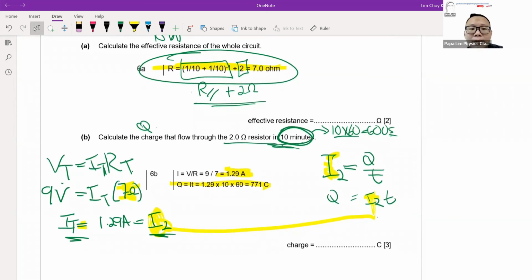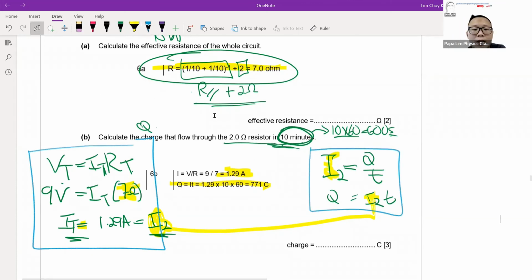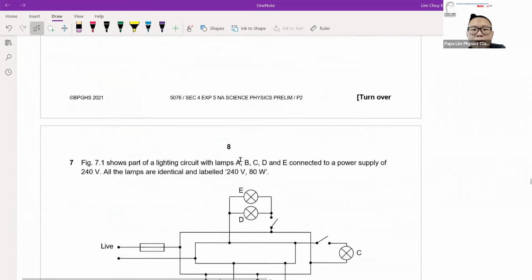So for this part B here, we are looking at a two-step process. You need to perform the first calculation to identify the current first. Then after that, you need to apply the second formula to look at the charges, to calculate the amount of charge. So it's a two-step calculation.